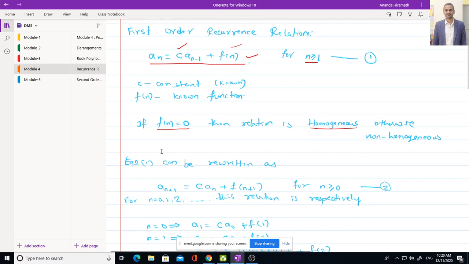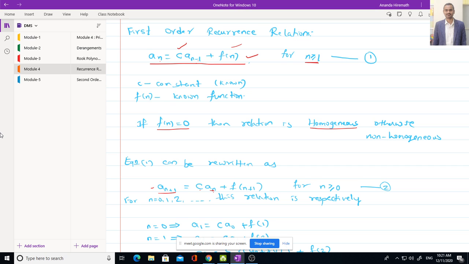Now we can rewrite this equation 1 as a_{n+1}. Instead of n, we are writing n plus 1. Here we had n minus 1, the previous term. So for a_{n+1}, the previous term will be a_n. So a_{n+1} = c a_n + f(n+1).